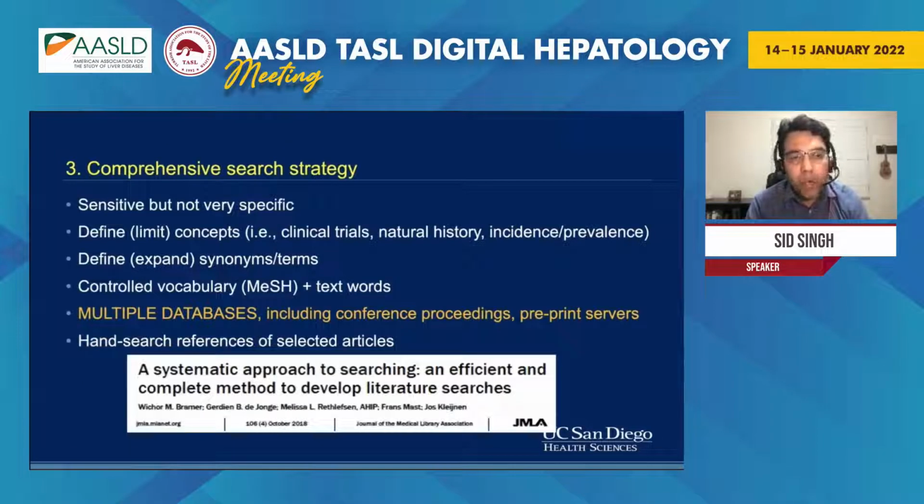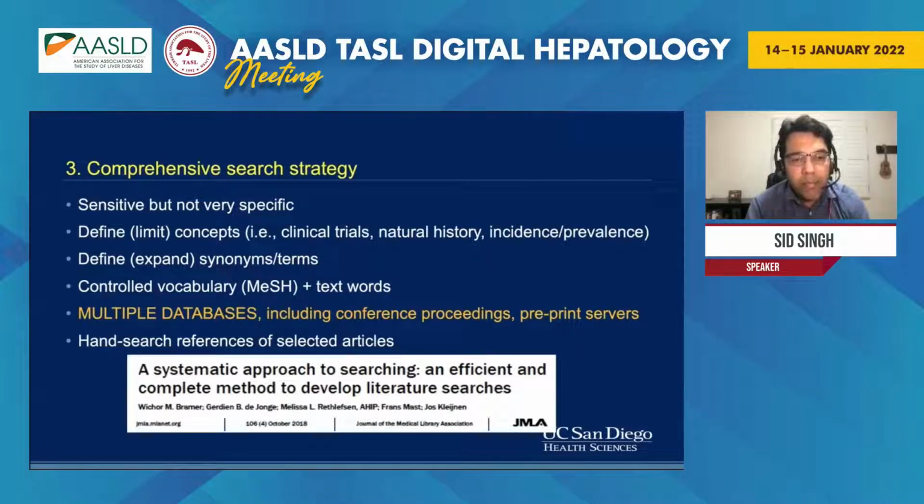It is critically important to have a comprehensive search strategy. This search strategy should ideally be sensitive and not very specific. The different limits or concepts that can be applied, such as the type of studies like clinical trials, epidemiological studies, incidence or prevalence studies, and similarly define synonyms and terms that are being used.